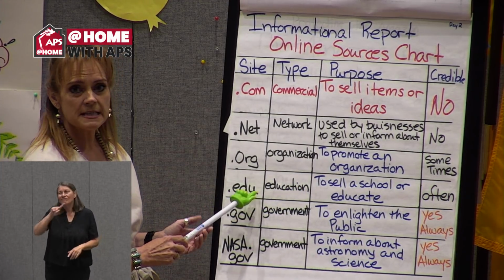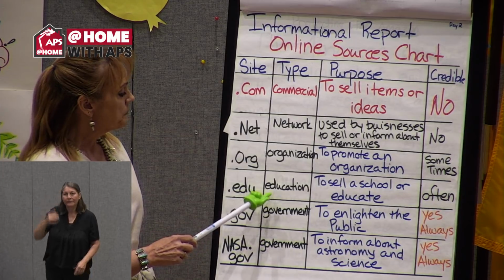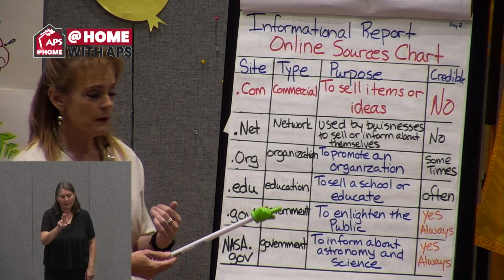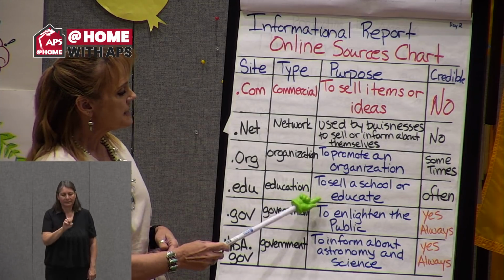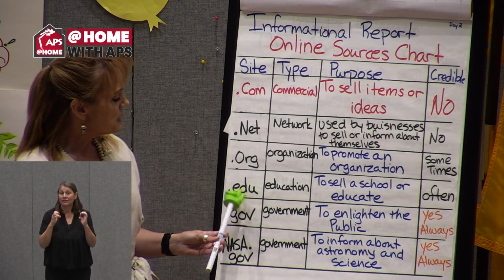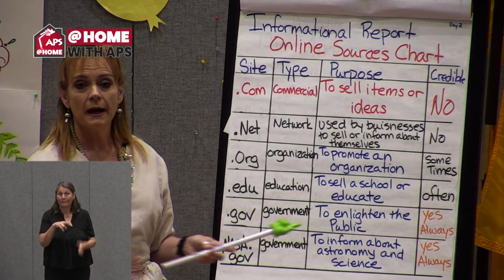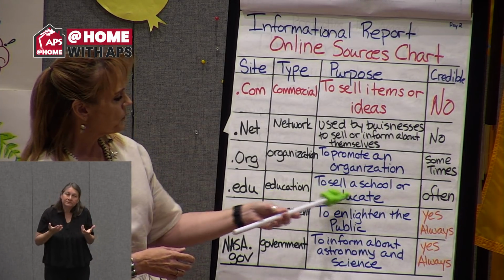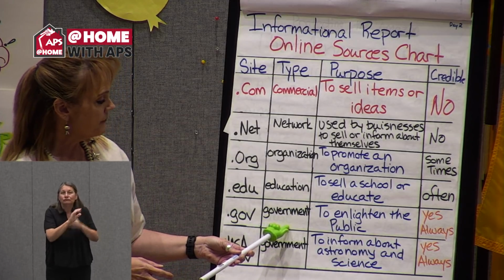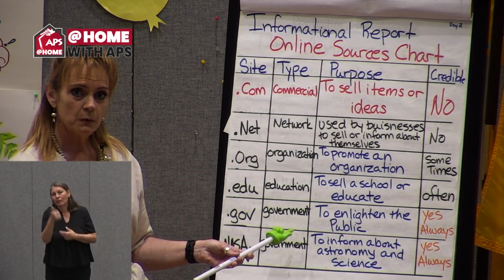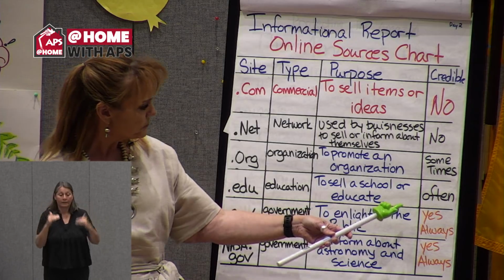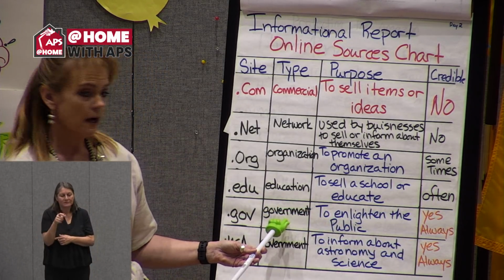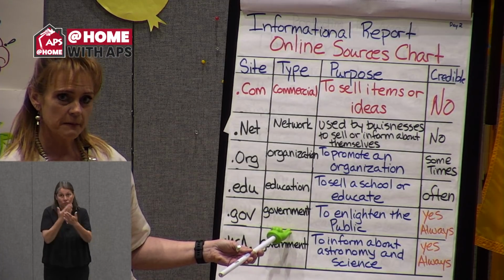.edu, you see this a lot, right? We have APS.edu. Since I work for APS, that's our website. It means that it's education. So sometimes it is to sell a school. So you might have a college that's looking for it, and that is what you're doing. Then we have .gov, and I went over that. Those are government websites. Those are pretty good, and you can use those. So always yes, if it's a .gov, that'll give you good factual information.